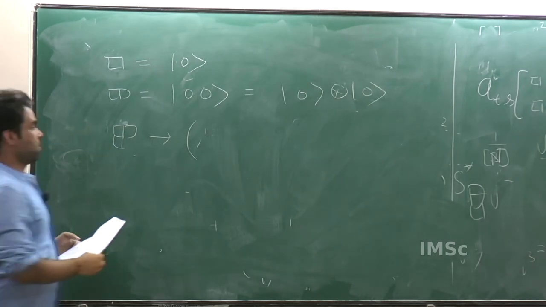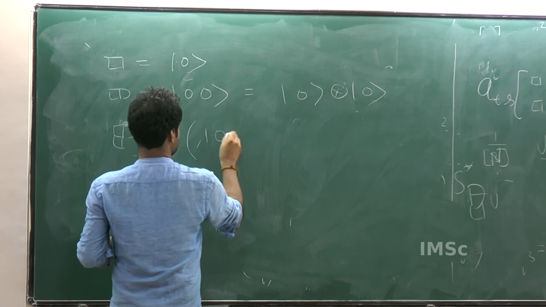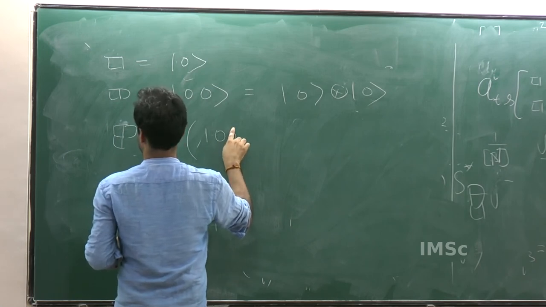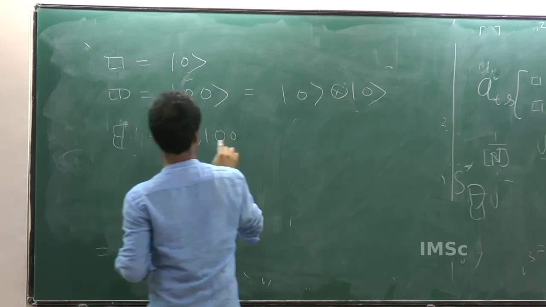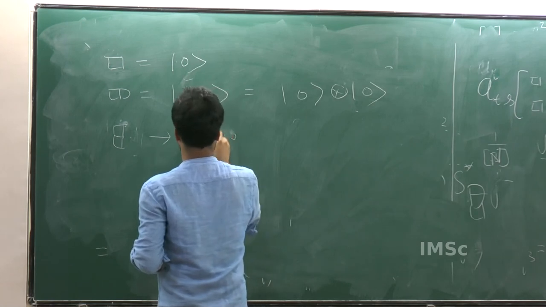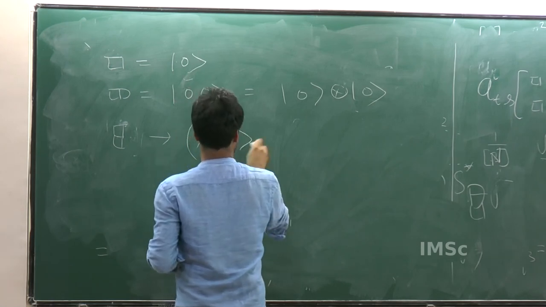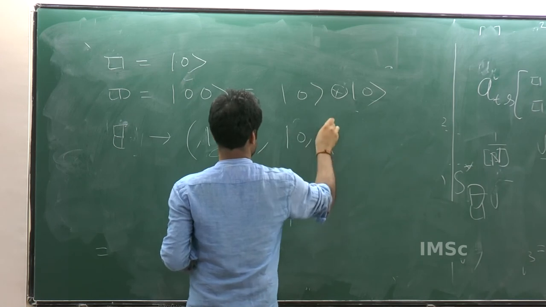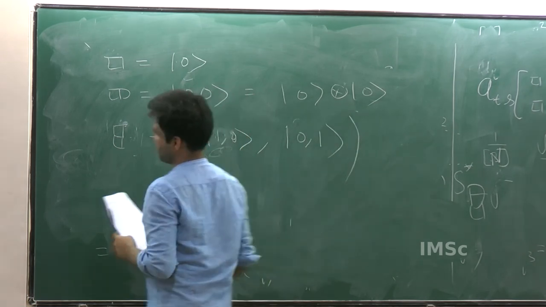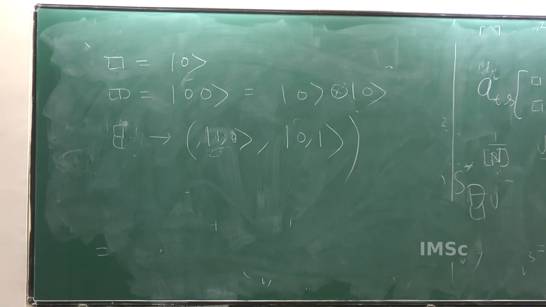So lambda 2 is 1. Let's say 1 comma 1. So it's easier: 1, 0 and 0, 1. These are the possible bases. So this is a highest weight vector state whose basis is like this. That's the construction. Any representation can be represented as a vector in this basis.